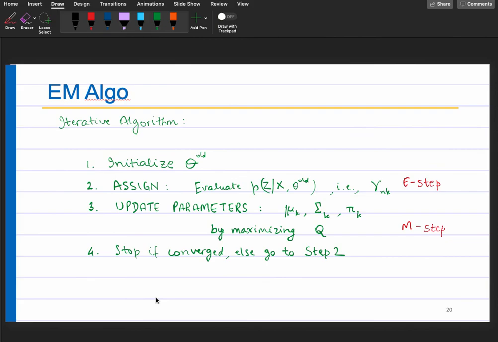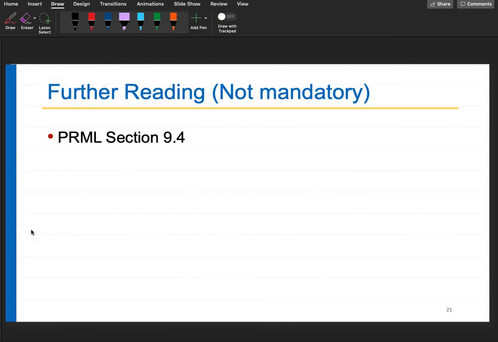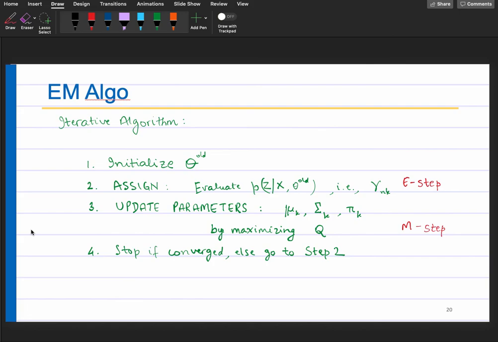Okay, and the same algorithm will follow. Initialize theta old, assign the clusters. This is basically where you compute your gamma nk. This is the E step. Then update your parameters: given this assignment, you update your mu, sigma, and pi, maximizing your Q function, and then again do it iteratively until convergence. Okay, so that is the EM algorithm.